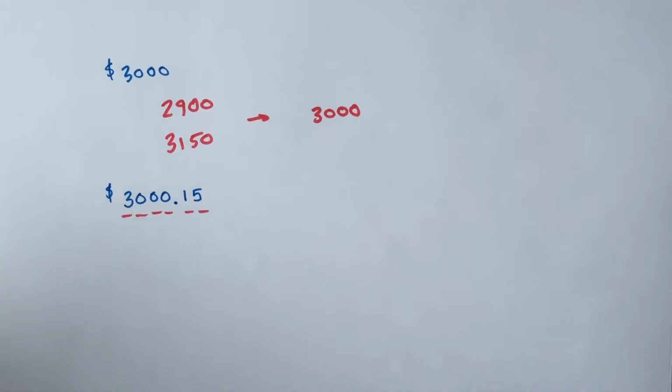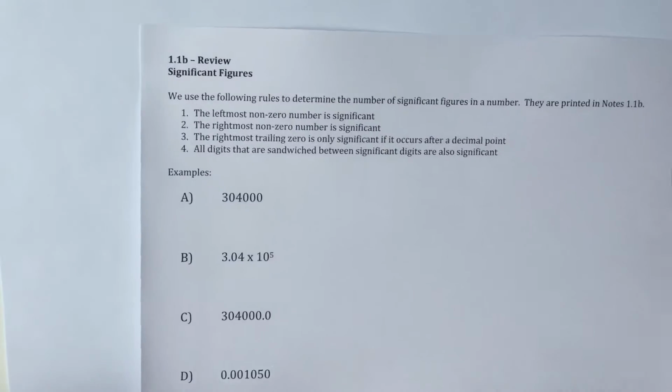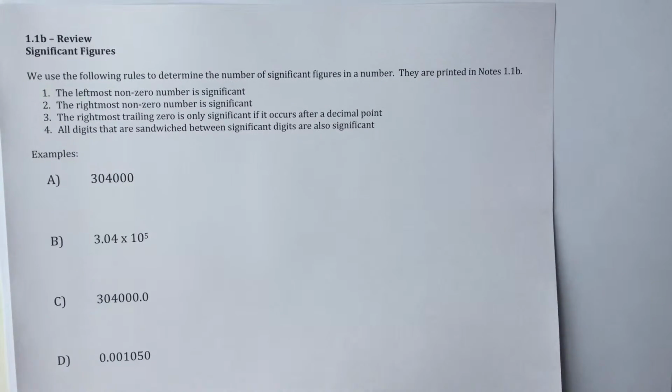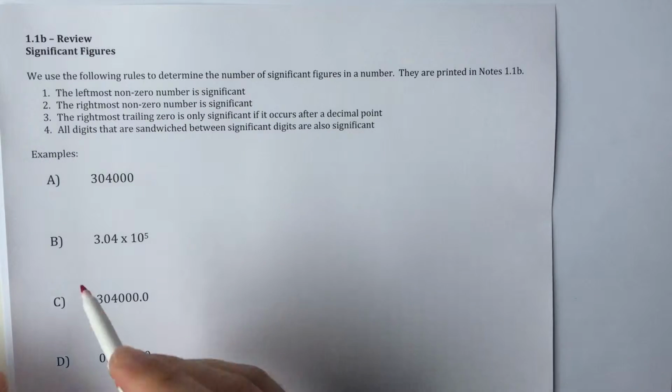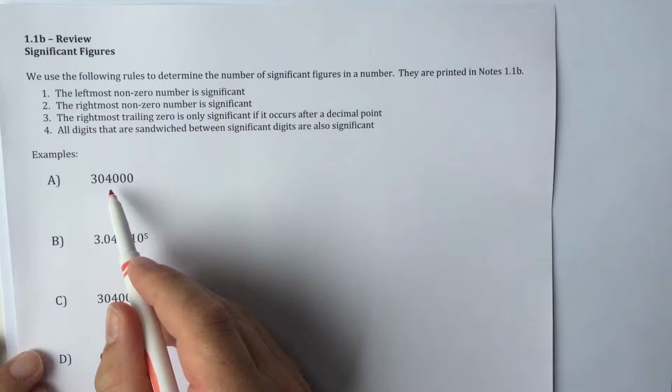Let's review significant figures just briefly before we get started. So, in practice 1.1b, notes 1.1b, I gave you some rules. There's 4 rules for determining the number of significant figures in a value. The first example that I have here is 304,000.